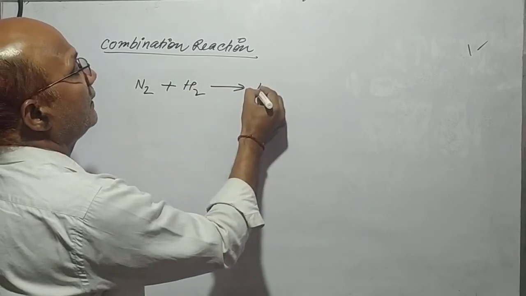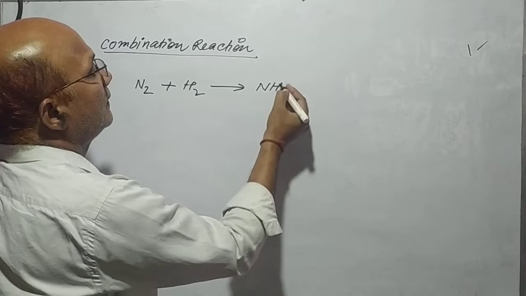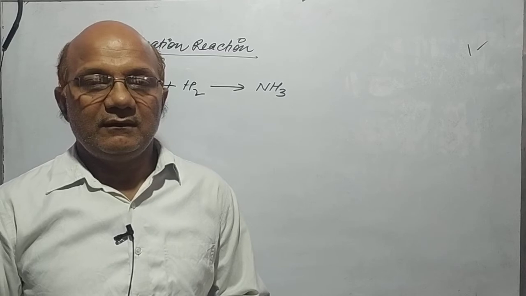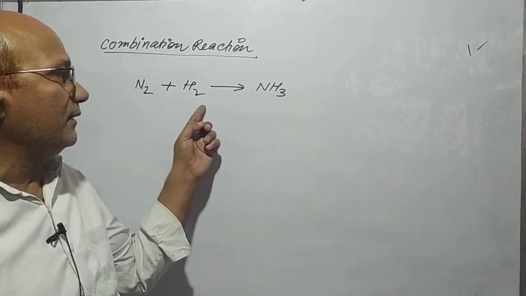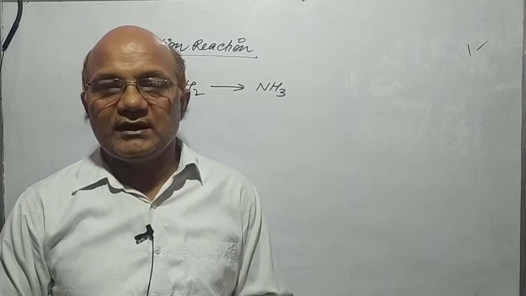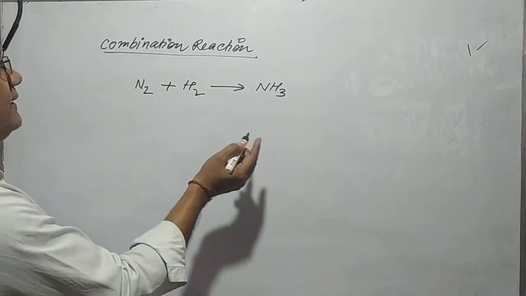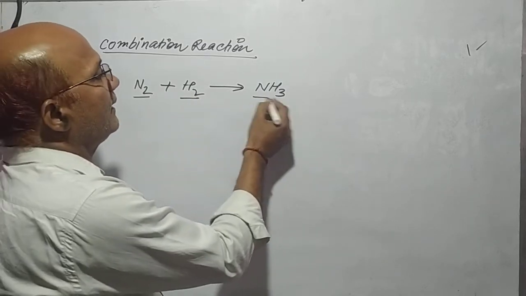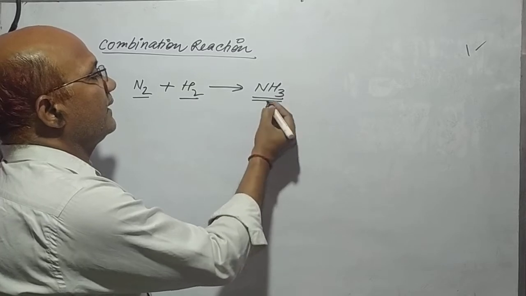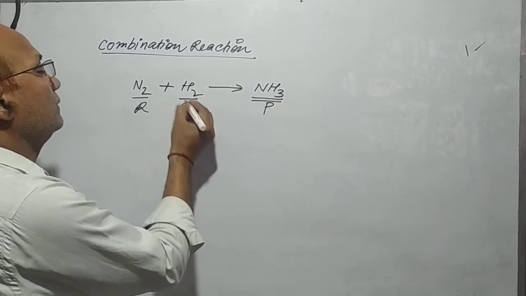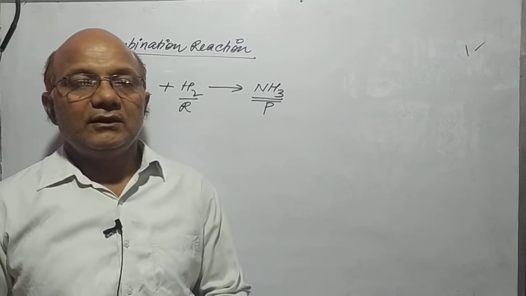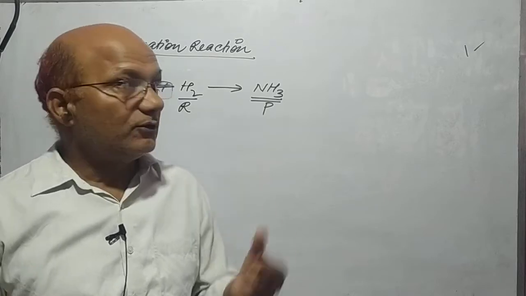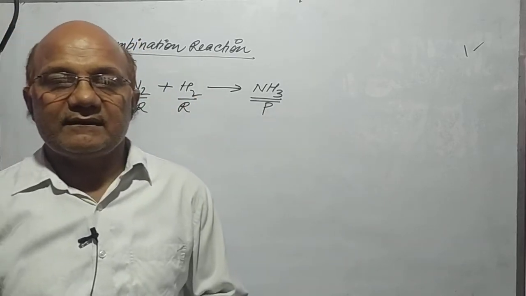Nitrogen gas and hydrogen gas combine, it forms ammonia. So nitrogen and hydrogen combine to form ammonia. You can see in this reaction there are two reactants and there is a single product. So the product is single but the reactants are two. Okay, it means in this reaction, two reactants combine to form a single product. So this is combination reaction.